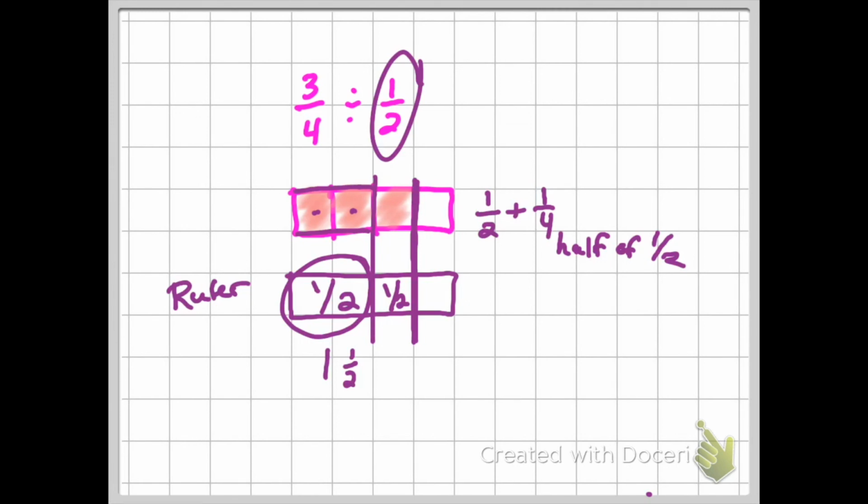Let's talk about this numerically. So we ended up keeping the total the same, changing division to multiplication, and flipping the second fraction, which gave you 6/4, which is equal to 1 2/4. 1 2/4 is equal to 1 1/2.